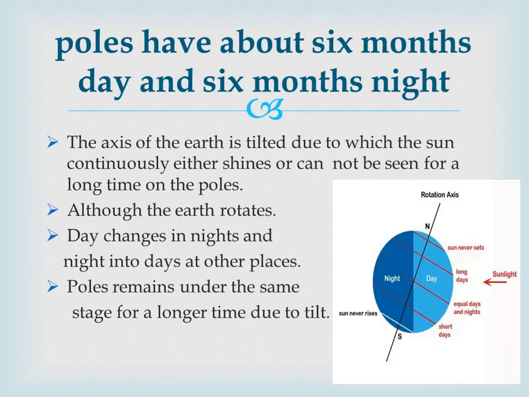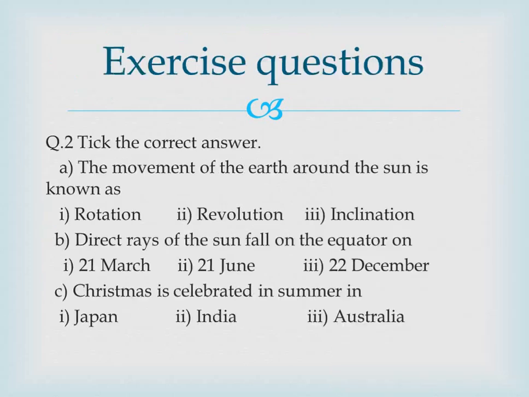Although the Earth is rotating continuously, days change into nights and nights change into days at other places. The other places have day after night and night after day. But the parts near the poles, due to the tilt of the Earth, remain under the same condition for a longer time. That is the reason for about 6 months of day and 6 months of night on the poles.